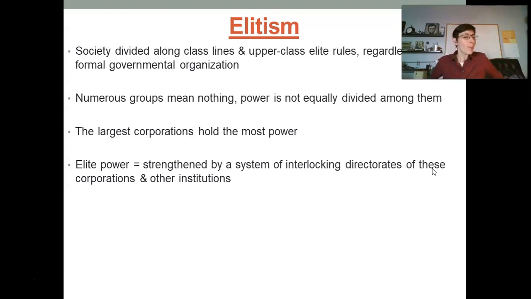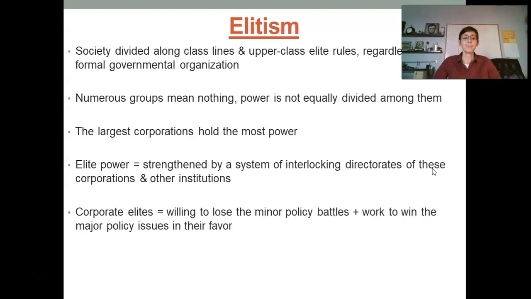So I hope your mind is going back to the Iron Triangle at this point. There's some significant evidence stacking up that supports this view of elitism, right? If you remember the Iron Triangle, that sort of describes a system of interlocking directorates, does it not?